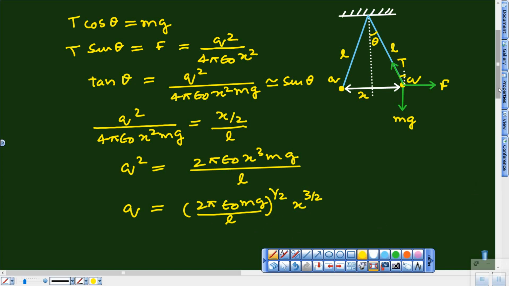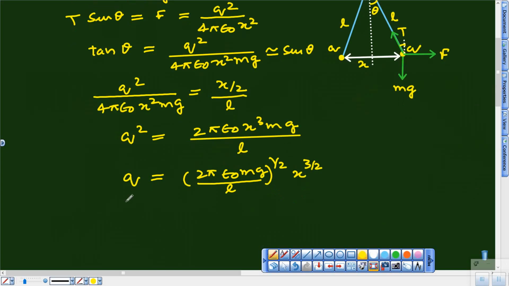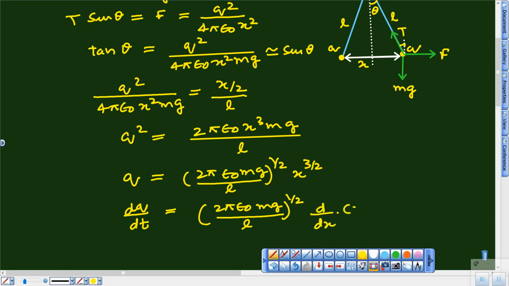Now if I differentiate both sides with respect to t, I get dq by dt is equal to, this being constant is copied, mg upon L raised to the power 1 by 2. I apply the chain rule over here. I can write it as d by dx of x raised to the power 3 by 2 into dx by dt.